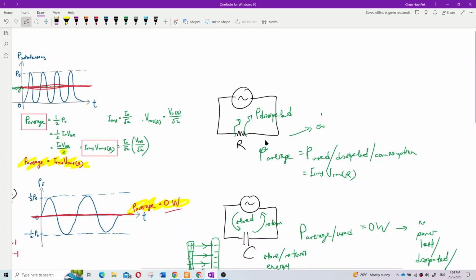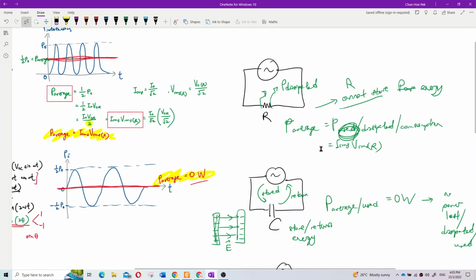But a resistor cannot store power or energy. It just uses energy. Okay, so that's all for today's lesson.